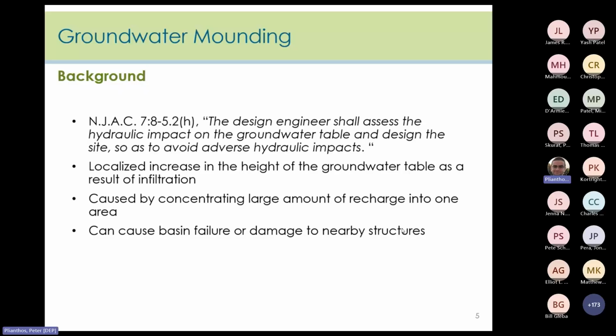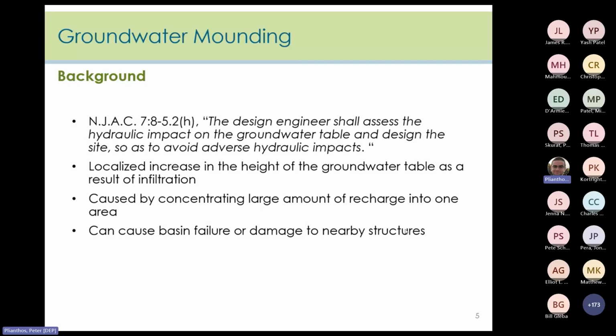Well, in order to describe what is an adverse impact, let's take a look at what happens when we infiltrate stormwater. Below the surface, the groundwater table rises locally, and then it needs some time to spread out before returning to stasis. When we force a concentrated amount into one area, we get mounding.